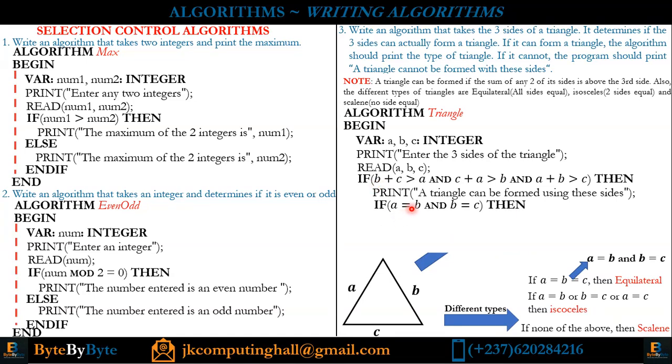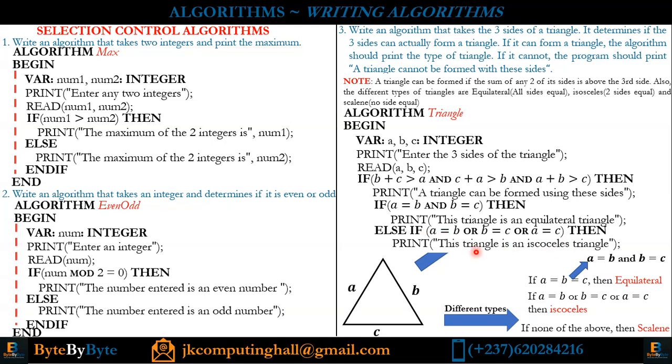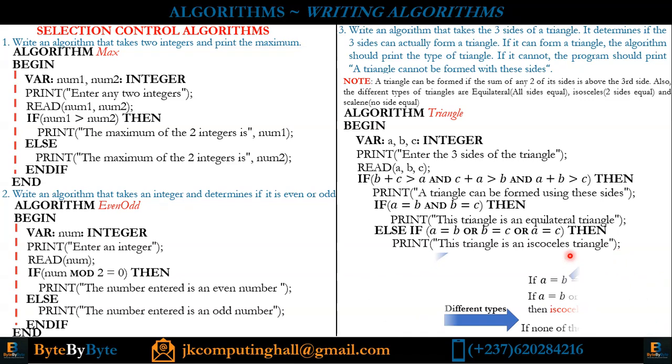If A is equal to B and B is equal to C, as you can see here, it is an equilateral triangle. So I print "The triangle is an equilateral triangle." Next condition: else if A is equal to B or B is equal to C or A is equal to C, that's the condition given, then I should print "The triangle is an isosceles triangle."